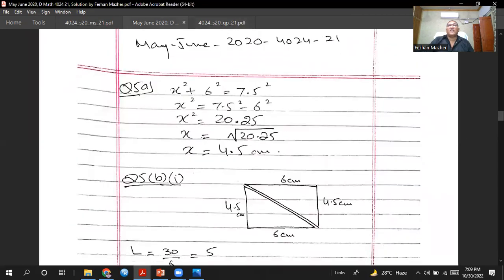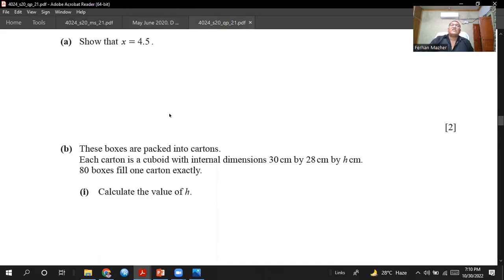So I will apply the Pythagoras there: x square plus 6 square is equal to 7.5 square. So x square is equal to 7.5 square minus 6 square. So x square will be equal to 20.25. I will take the square root on both sides, and x will be equal to the square root of 20.25, and x will be equal to 4.5 centimeter. So this is what we were supposed to show. Now that was a 2 marks question.